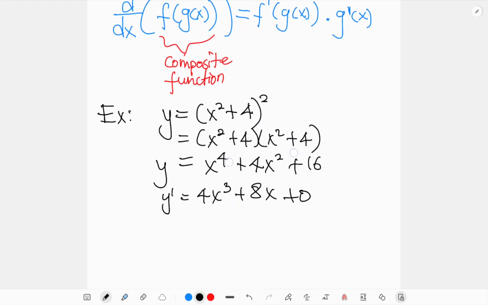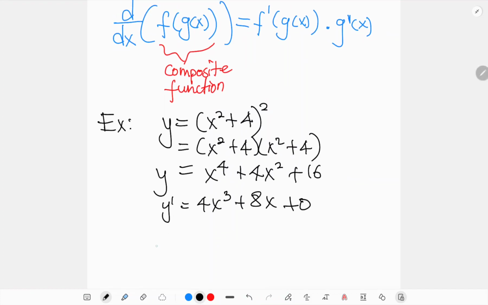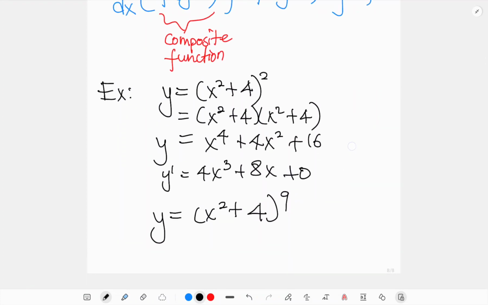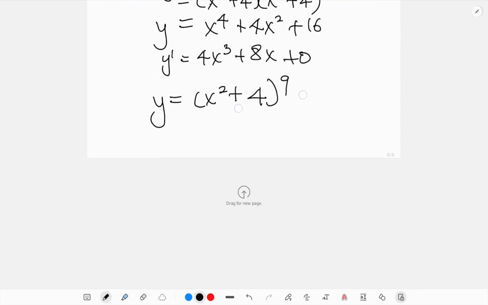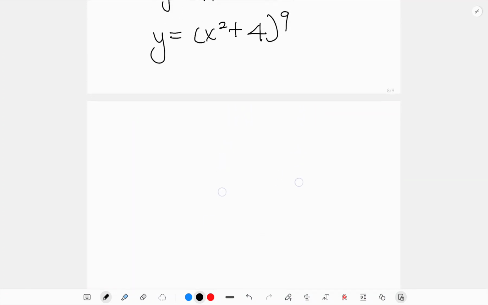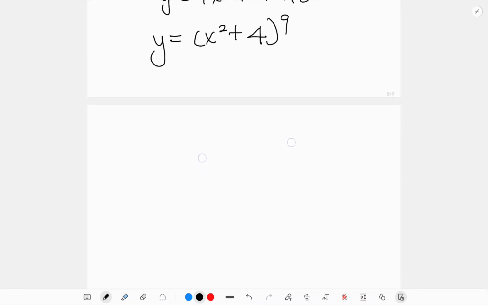But let's make it a bit more interesting. What if you were given something like y equals x squared plus 4 to the power 9, right? So now it becomes a bit more difficult to expand this, right? So now that's where the chain rule comes in. And in this case, I'll demonstrate two methods of how to solve something like this. But I want to use the simple one first, where you can just use one step.